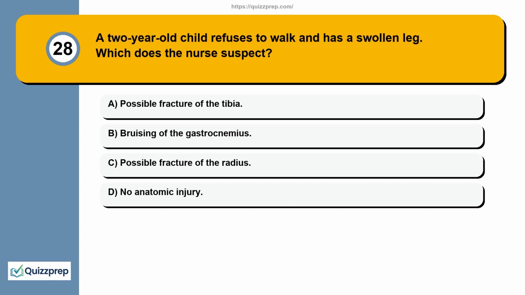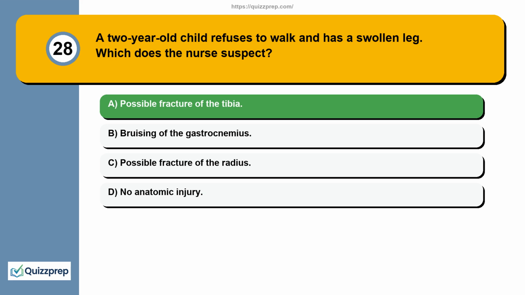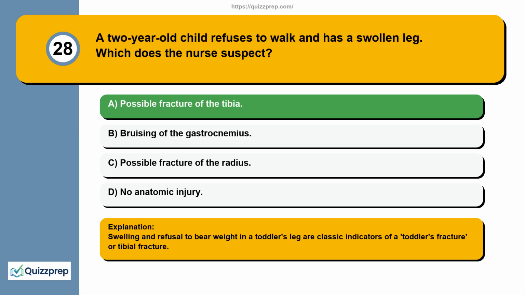Question 28. A 2-year-old child refuses to walk and has a swollen leg. Which does the nurse suspect? Possible fracture of the tibia, bruising of the gastrocnemius, possible fracture of the radius. No anatomic injury. Swelling and refusal to bear weight in a toddler's leg are classic indicators of a toddler's fracture or tibial fracture.